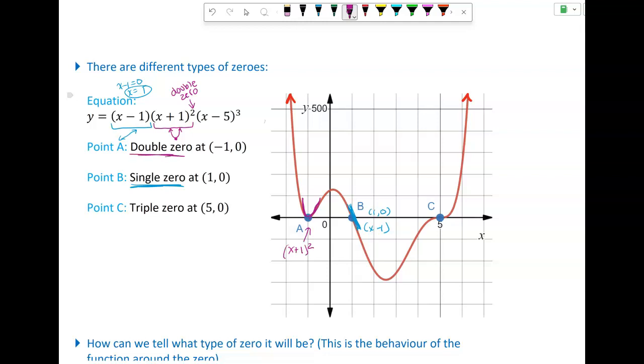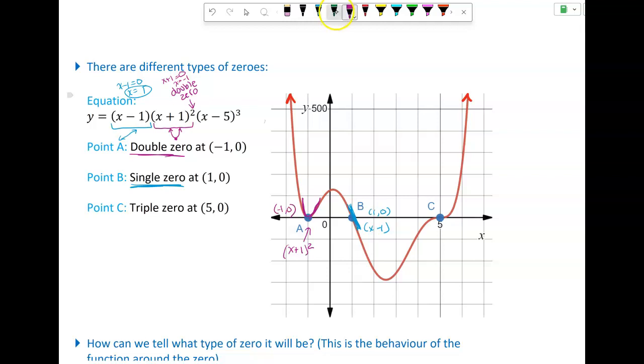So here it is at the point (negative 1, 0). Again, if I solve x plus 1 equals 0, when does it happen? We would know that's at negative 1. Okay, so that's the point here.